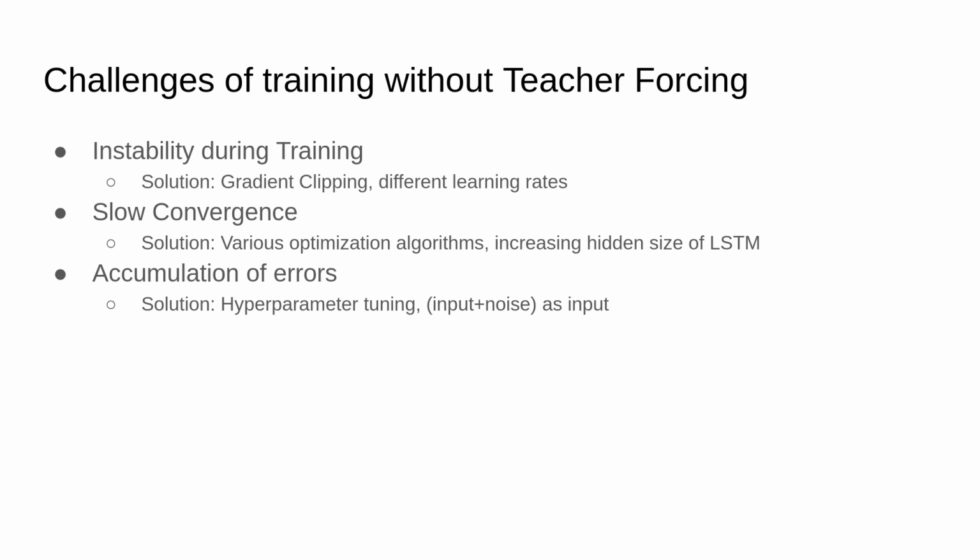The second challenge is slow convergence, meaning training can take much longer. So for the solution, we can try to implement different optimization algorithms like AdamW. We can also increase the hidden size of the LSTM.